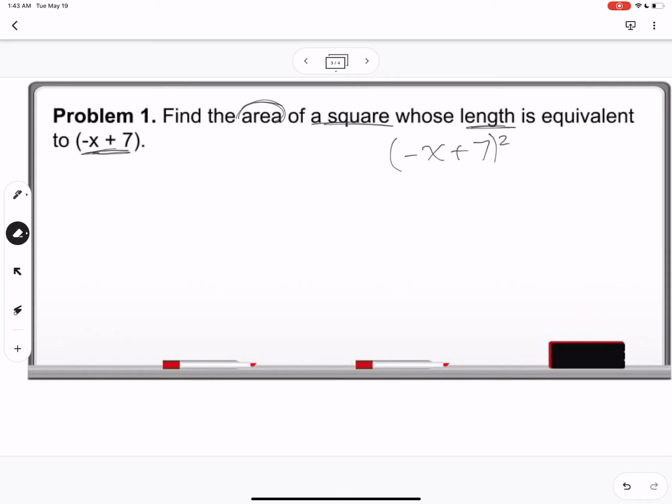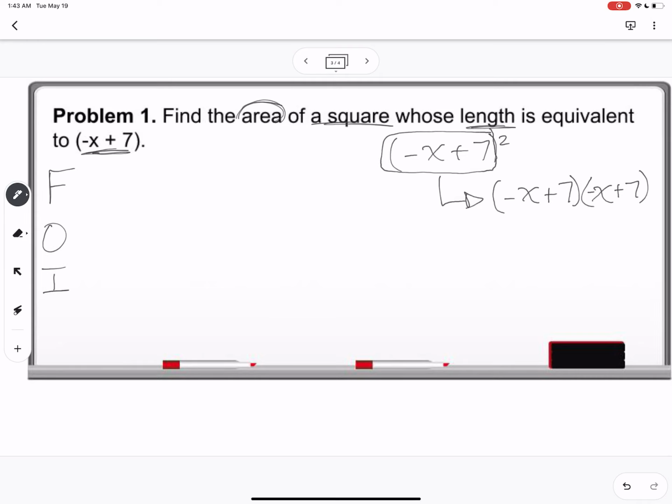I want you guys to remember that when you're squaring anything, it means to multiply the base by itself 2 times. Our base this time is a binomial, which is negative x plus 7. So this basically means that I am multiplying negative x plus 7 by itself. So we have negative x plus 7 times negative x plus 7. Of course, I want to use the FOIL method, so I'm going to write out FOIL over here.